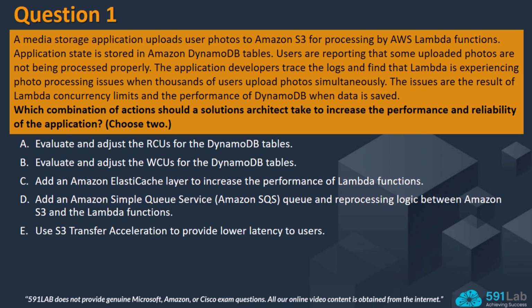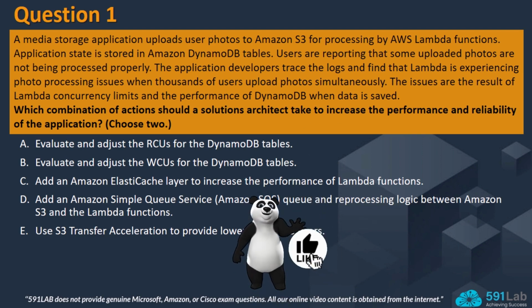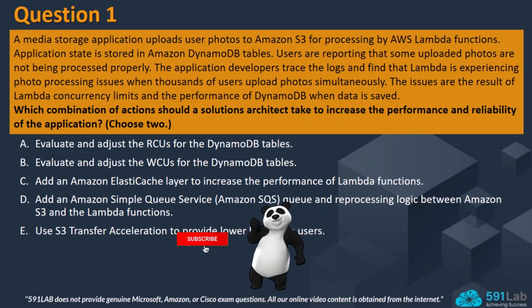Which combination of actions should a solutions architect take to increase the performance and reliability of the application? Choose two answers. Option A. Evaluate and adjust the RCUs for the DynamoDB table. Provisioned read capacity units determine the read throughput for DynamoDB tables. Adjusting the RCUs may improve the performance of read operations but may not directly address the issues with concurrent write operations during photo uploads. So this is not the correct answer.